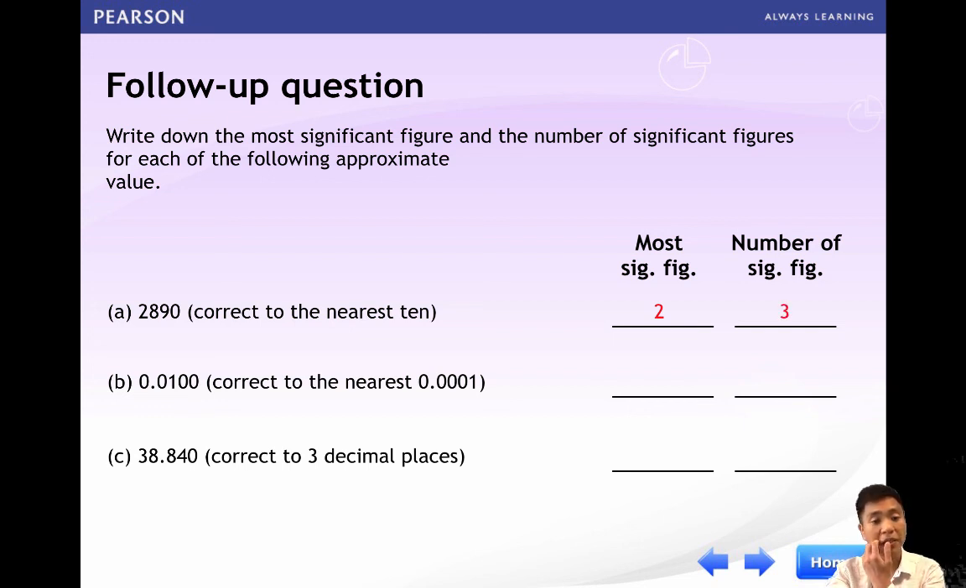And look at this number, 0.0100. This is already correct to the nearest 0.0001. And the most significant figure is 1. Starting from that significant figure, we have 2 more 0. So we have 3 significant figures. And for the next question, part C, the most significant figure, of course, is the 3 at the first digit. And from 3, 38.840, all the numbers are significant. So the number of significant figures for this number is 5.